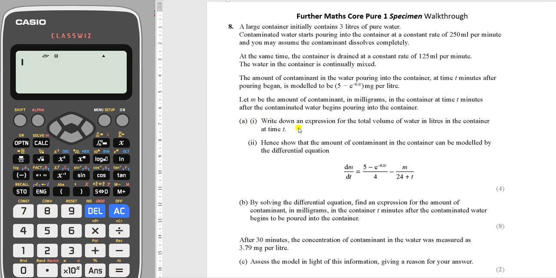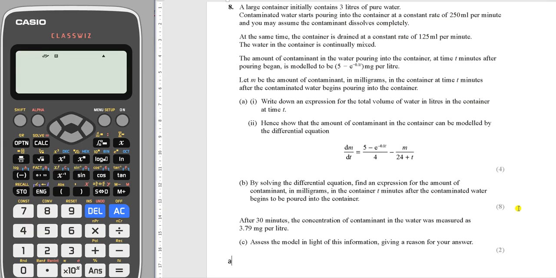The very first part of this question asks us to write down an expression for the total volume of water in liters in the container at time t. The fact that it says write down is an indication that it shouldn't be something that takes too much work. We know how much water there's at the beginning, 3 liters, and we're told how much water goes in and how much water comes out every minute. So this is designed to help us.